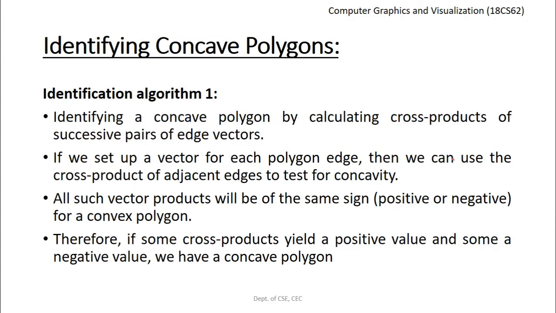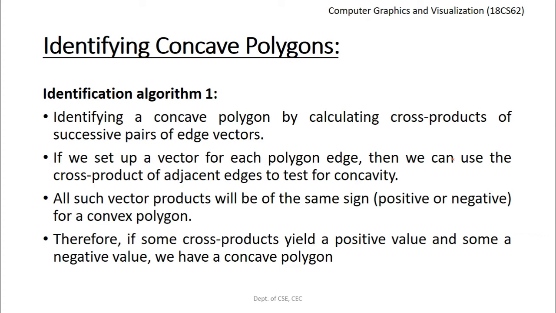Now let us look at a bunch of algorithms which are used to identify if a polygon is concave or convex. Suppose they give you a polygon, and we are supposed to classify it as a convex or a concave polygon. So you have two algorithms that are given in your syllabus. Let us check the first algorithm.